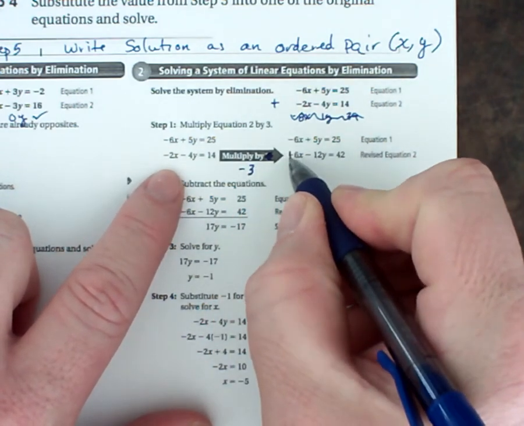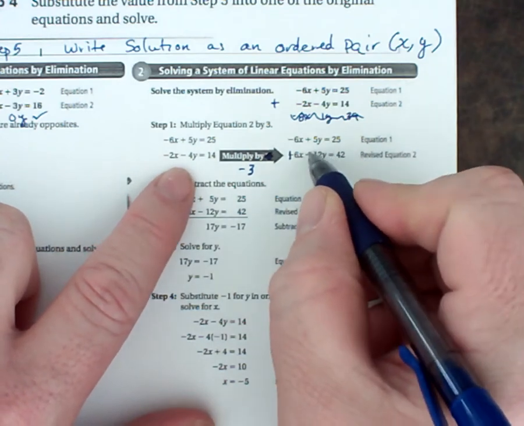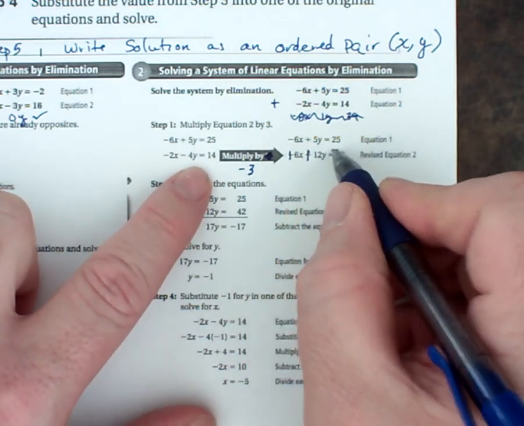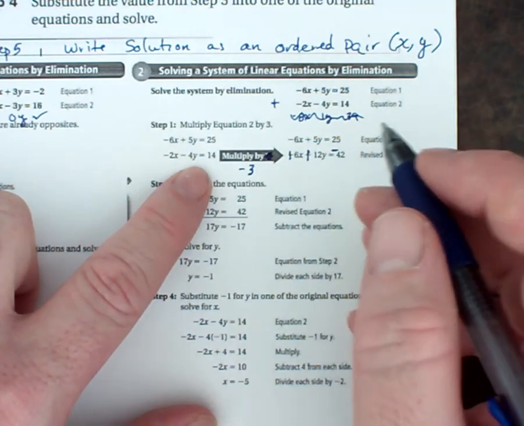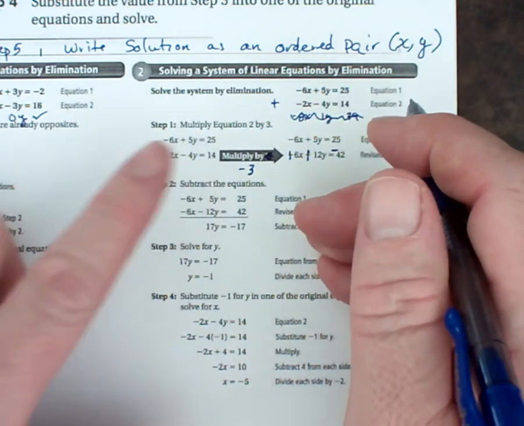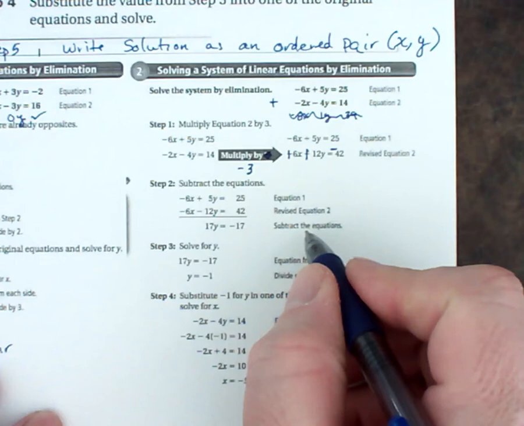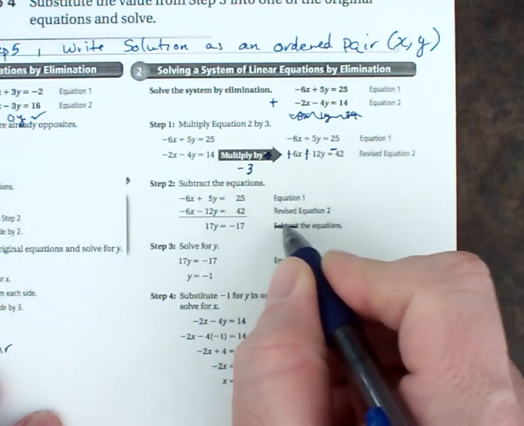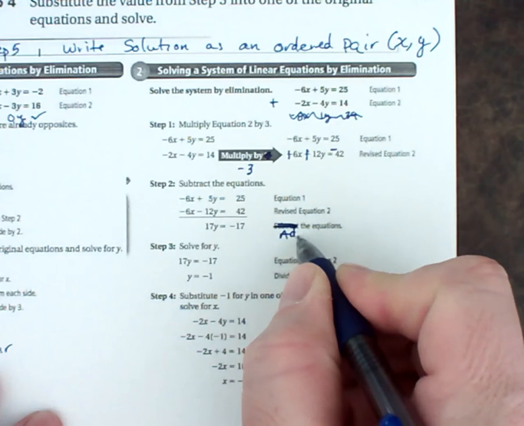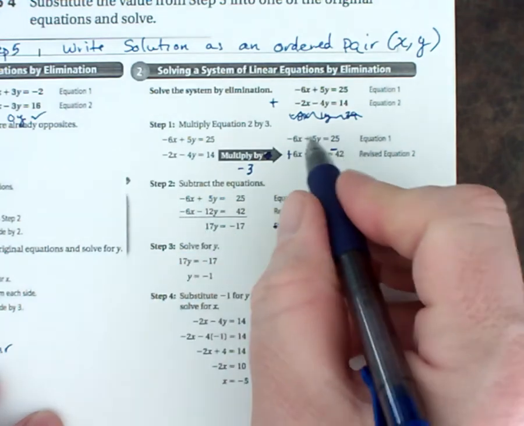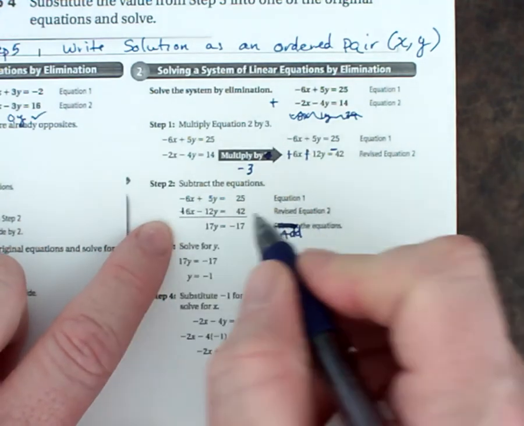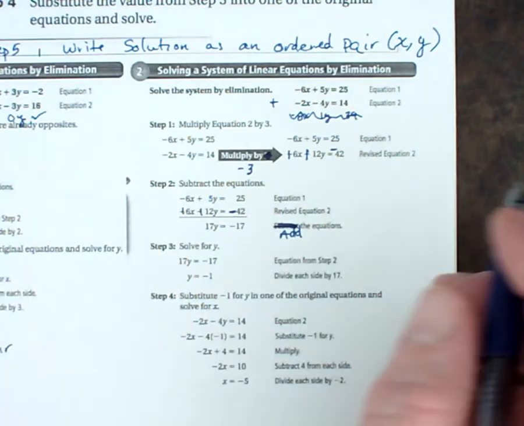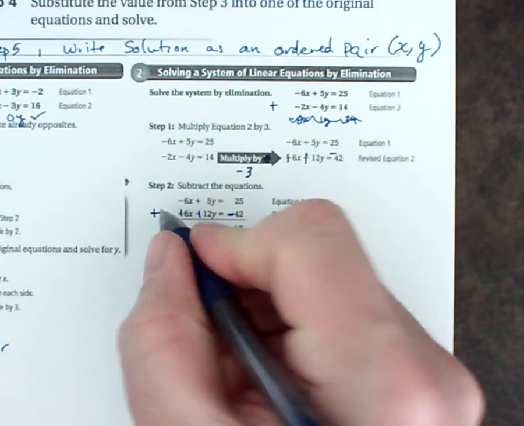So I get positive 6x plus 12y equals negative 42. I do that so I can add the equations together. It's easier to add. So here's our revised equation. I'm not going to subtract, I'm going to add. What did I have up here? Positive 6x, positive 12y, and negative 42. So now I'm just adding.